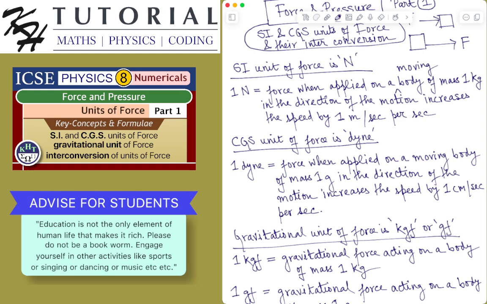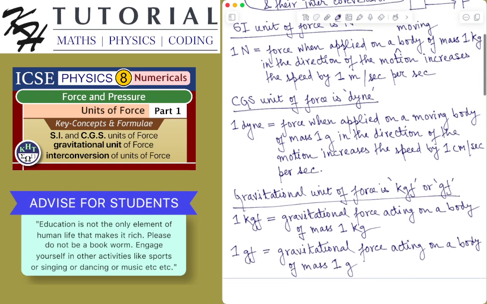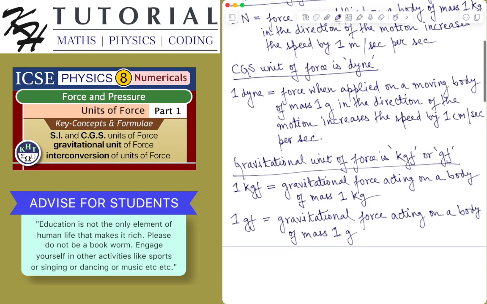Okay. Now let's see gravitational unit of force. We have two. One is kgf, which is known as kilogram force, and the other one is gf, which is known as gram force. Now what is 1 kgf? Now this gravitational unit of force is defined by the force of gravity that acts on a body.